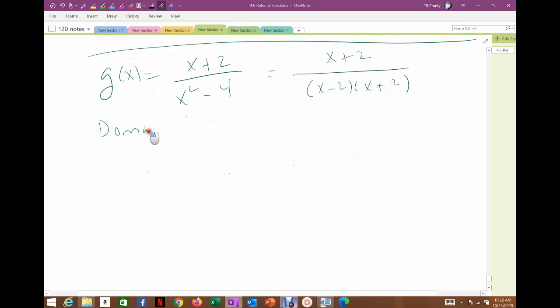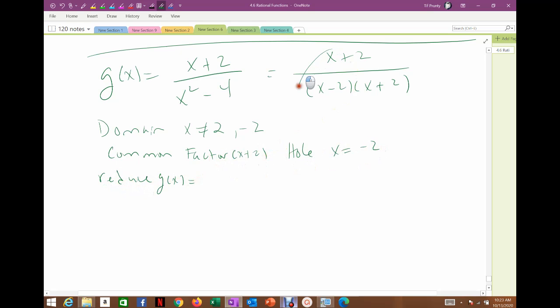Alright, so first the domain though. Domain, x cannot equal 2 and negative 2. Doesn't exist at 2 and doesn't exist at negative 2. So there are breaks in the graph at 2 and negative 2. And so one break is asymptotic and one break has a hole in the graph, right? I have a common factor of x plus 2, which means there is a hole at x equals negative 2. I have to reduce to find what the y value is. Reduce, and so the reduced function would be, this simplifies when I reduce it to 1 over x minus 2, right?